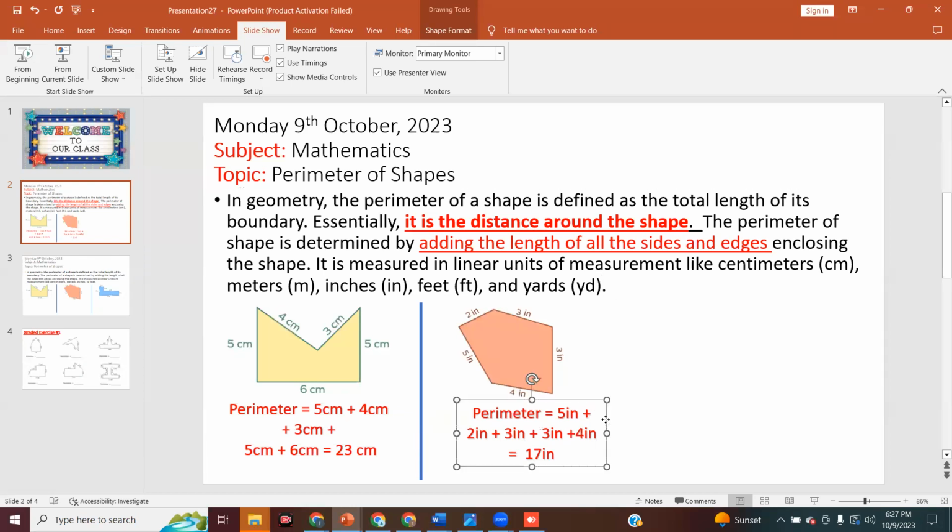17 inches. Let me know if you got that. We got 17. Very good.